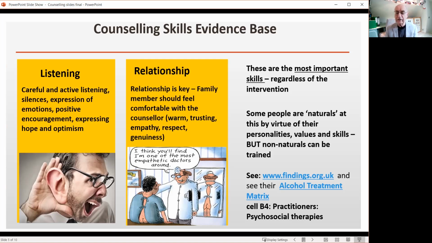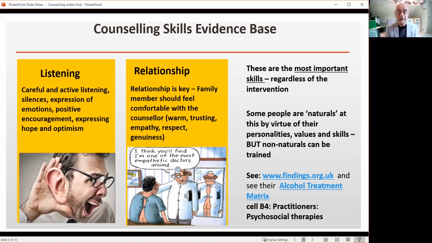The second key idea is the therapeutic relationship, and that is central to allowing effective change. The family member must feel comfortable talking with you, and that means you need to create with that family member a relationship that is warm, that is trusting, where they see you as being empathic and genuine, and where there is mutual respect.